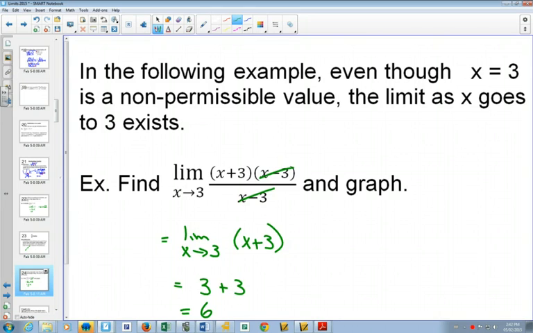So if you can do algebra so that your problem goes away and you can plug in the number, then you're going to be able to solve these limits. And you won't have to go to your calculator and try numbers really close on the left side and really close on the right, because when you tried 3 originally, it gave an error.